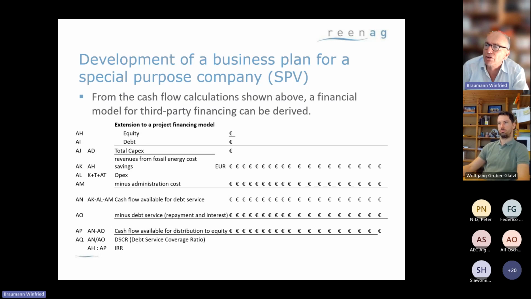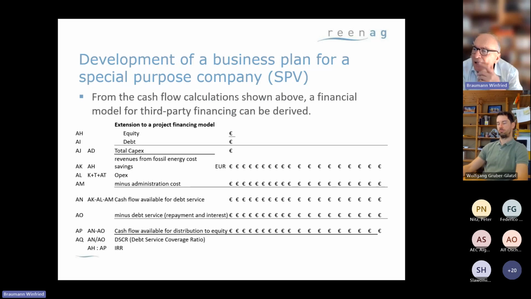So we would have to think about the necessary debt equity ratio. We would have to find out for the debt part what the repayment and the interest conditions are. And we would have to add also some administration cost because there will be some additional cost if the project is operated by a third company and not by the company itself.